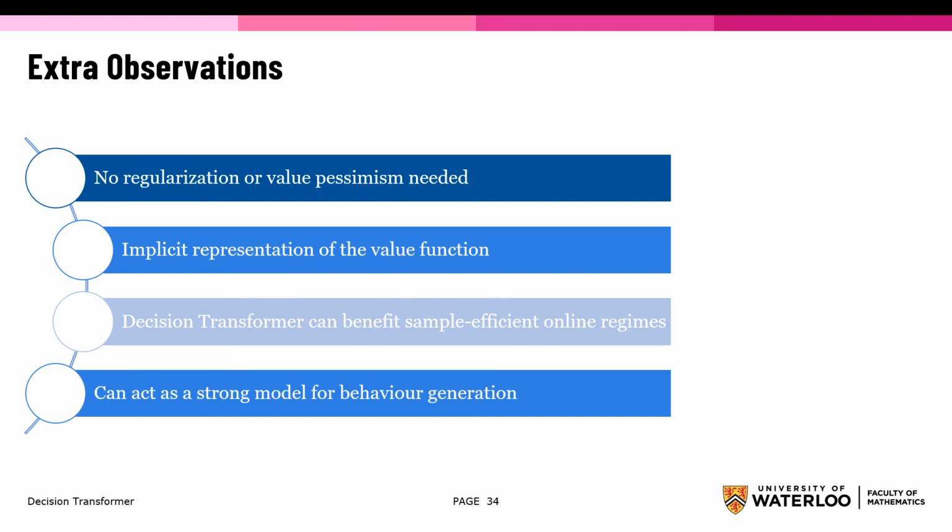Additionally, you can see that the decision transformer can actually be beneficial for sample-efficient online regimes by basically leading to a much more effective initial policy learning from the available demonstrations, which is usually followed by a refinement step through the interaction with the environment. Lastly, you can also see that the decision transformer can act as a strong model for behavior generation in general.